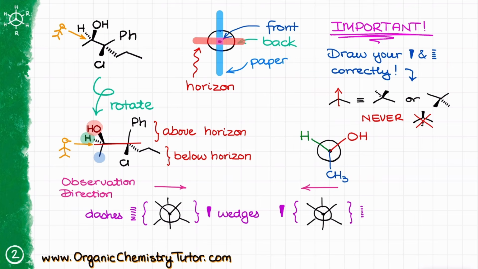Now, moving to the back atom, in the back we have the phenyl group, which is in the plane of paper above the horizon. The chlorine atom is below the horizon to the right. And finally, the propyl group is below the horizon and to the left. Just like that. Easy, right?